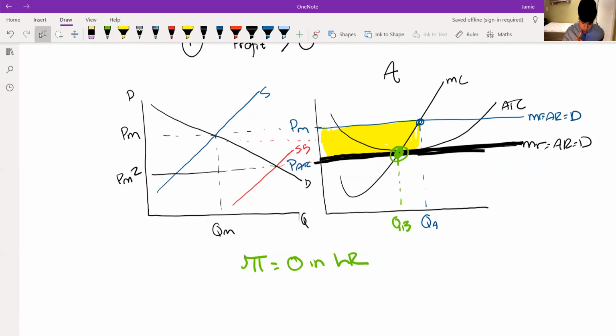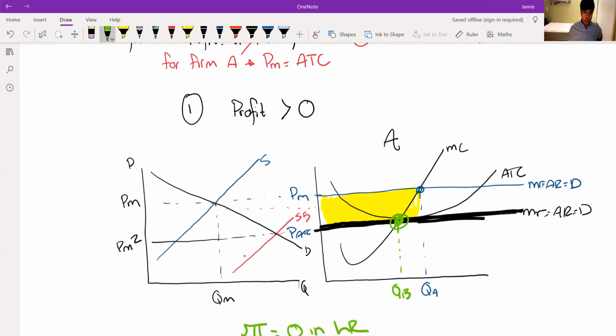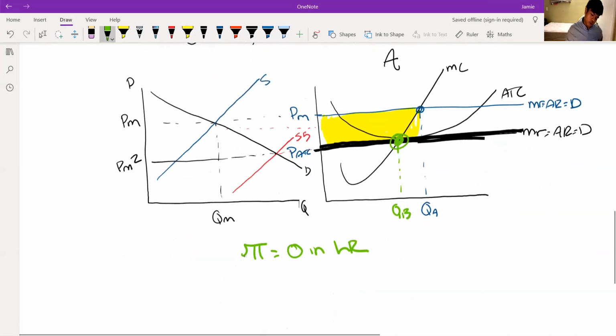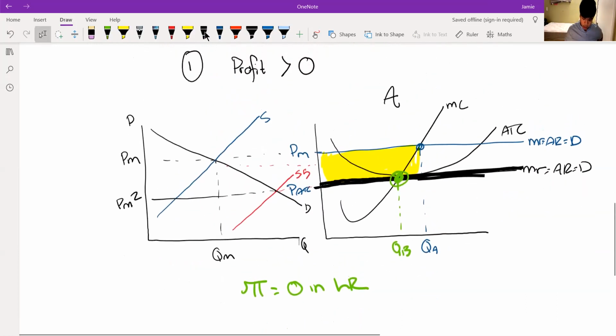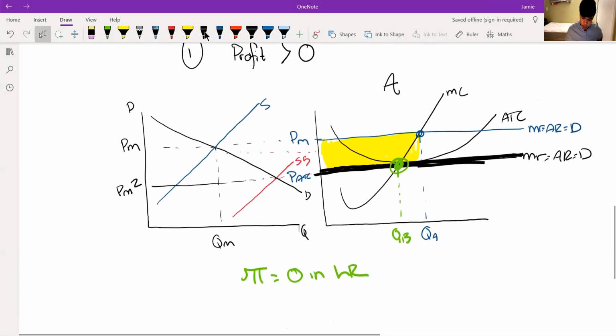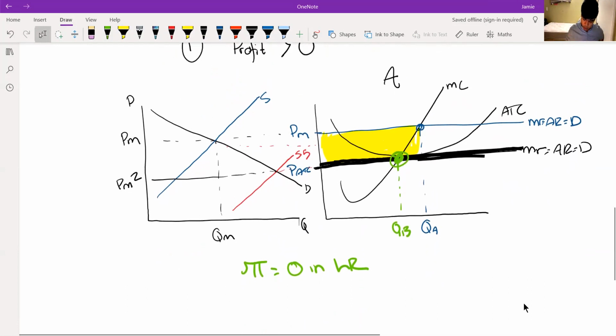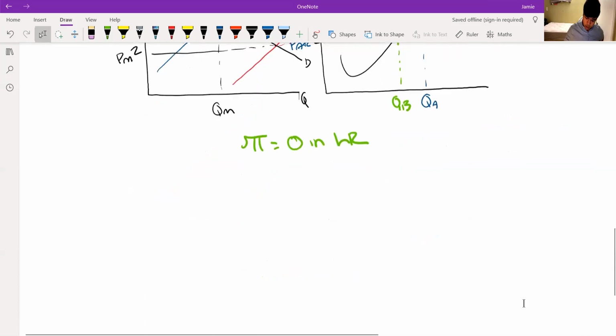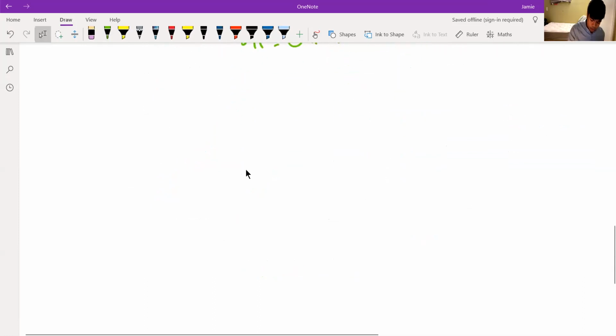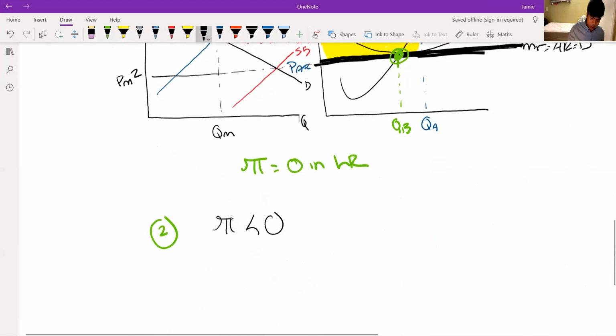So that is case one, where profit is equal to zero. There's going to be another case two, where profit is actually less than zero, or negative. So why don't we draw that? That's pretty much it for profit greater than zero. So case two, profit less than zero. If you're wondering what pi is, let me just use profit instead.